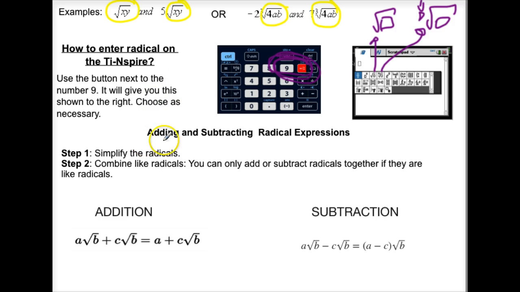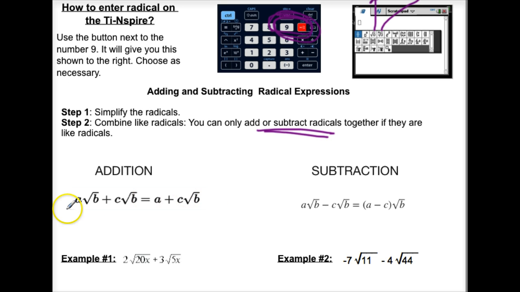So the first thing we're going to look at is adding and subtracting radical expressions. The first thing you always want to do is simplify the radical, which goes back to 5.2. And then step 2, we're going to combine like radicals. You can only add or subtract radicals together if they are like, okay? Remember that.